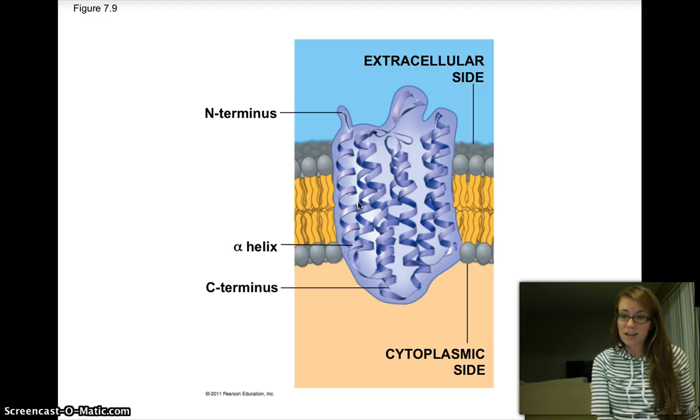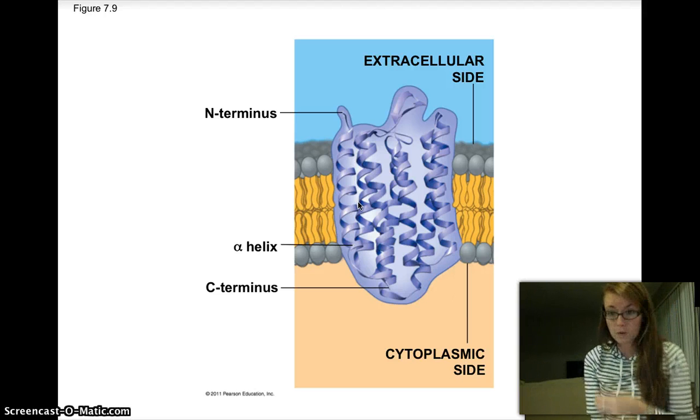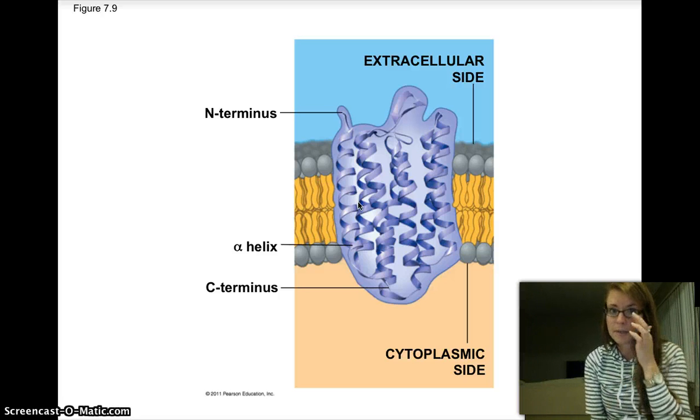They often usually have channels also in them, so like holes right through the middle, kind of like a straw. That way things can pass through from one side of the cell membrane to the other.